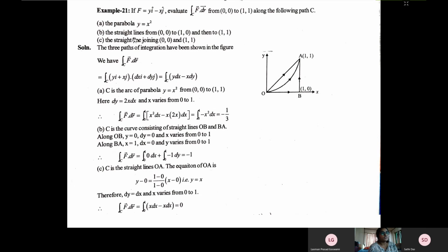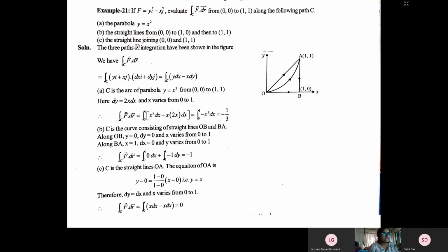Okay. Suppose I am taking another path, the contour from 0 0 to 1 1, first along the straight line from 0 0 to 1 0 and then to 1 1. So first O to B, and then B to A. There are different paths for going from O to A. You can choose the curved path, or you can choose this path, first from O to B, then B to A. And then you find out what the line integral will be.